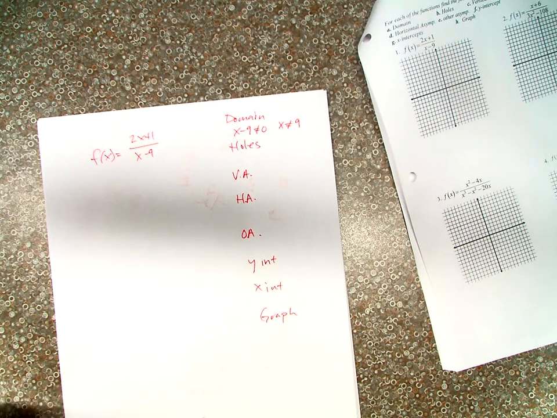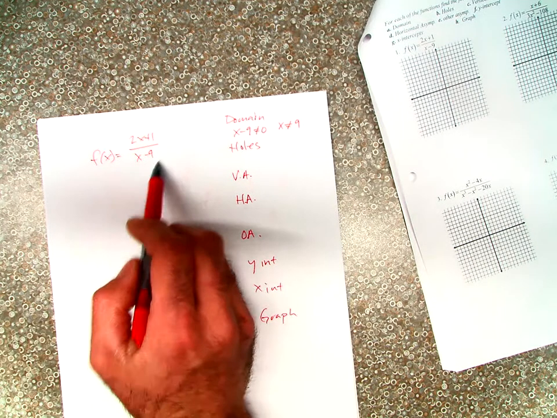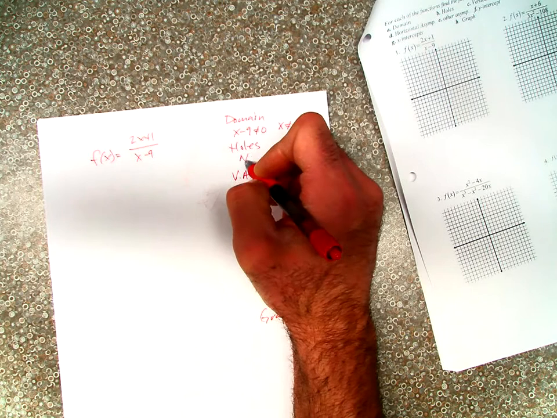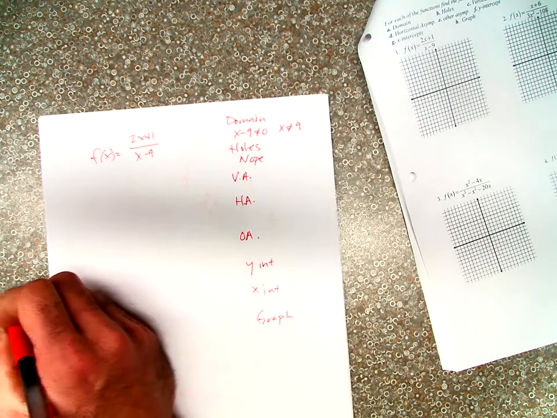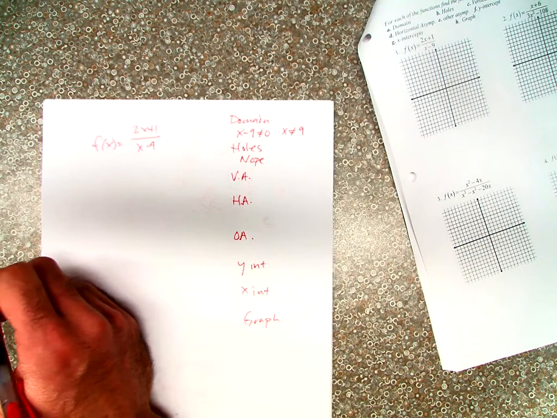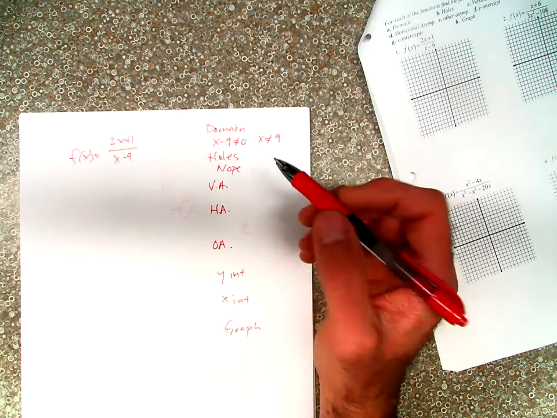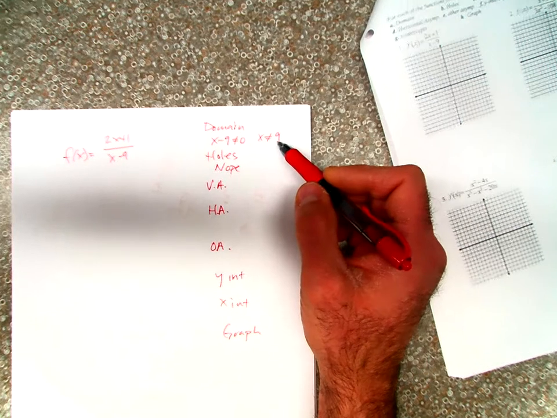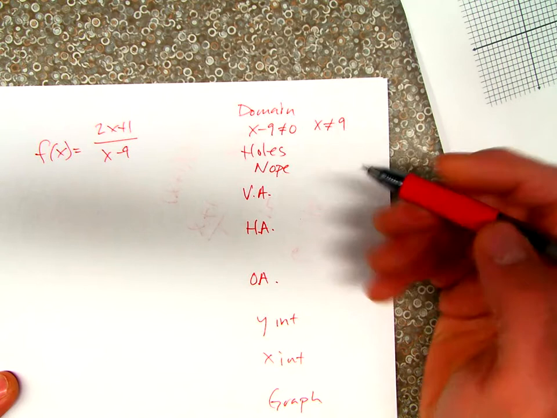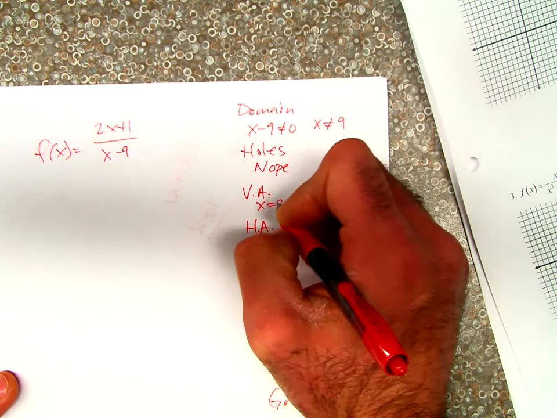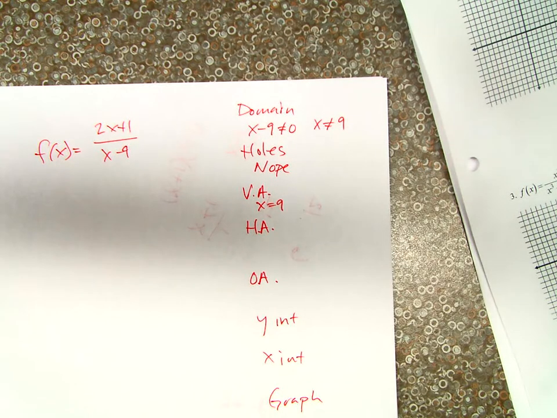Okay, holes. How do you find holes? Holes is stuff that cancels. Is there going to be anything that cancels? So there are no holes. Vertical asymptote. How do you find the vertical asymptotes? Vertical asymptote is going to look very much like the domain. What's the difference between the way the vertical asymptotes? X equals 9. Yeah, you said the denominator equal to 0 instead of not equal to 0.